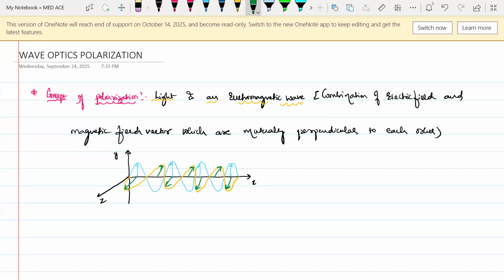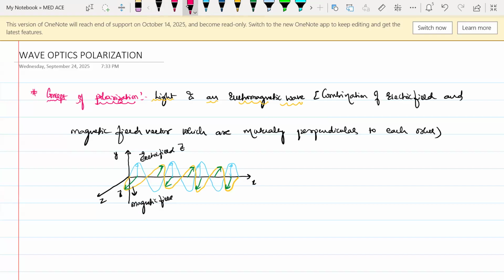Am I clear? So what is a light? Light is an electromagnetic wave, a combination of both electric field vector and magnetic field vector, which are mutually perpendicular to each other. Like say if I am taking this one as the electric field vector, this will be the magnetic field vector. So the angle between them will be equal to 90 degrees. Am I clear? So E is electric field vector, represented by E bar, and this yellow one is your magnetic field.